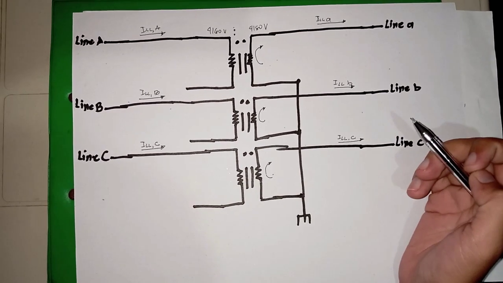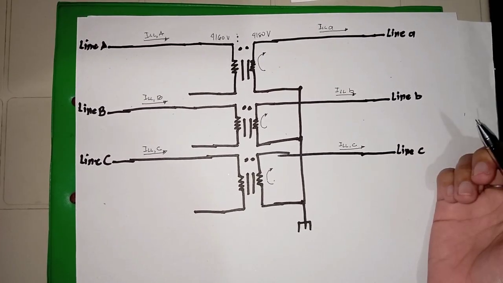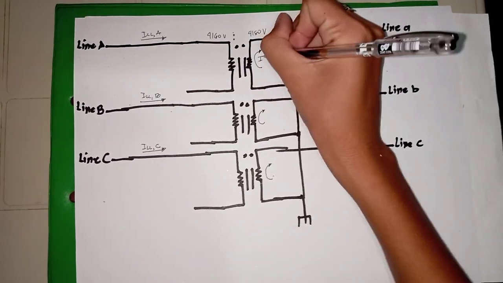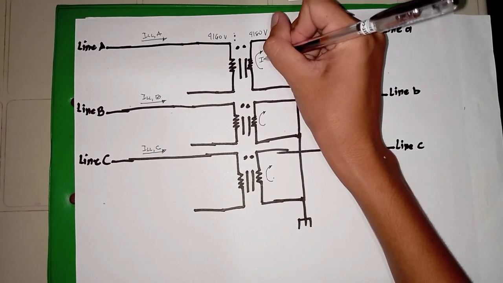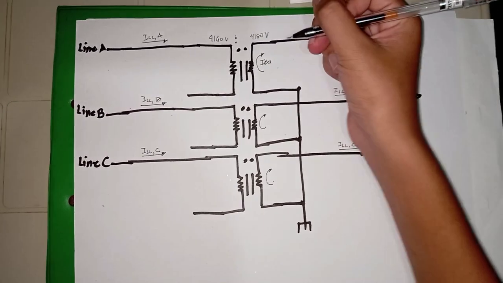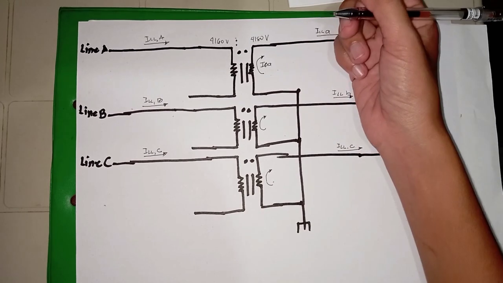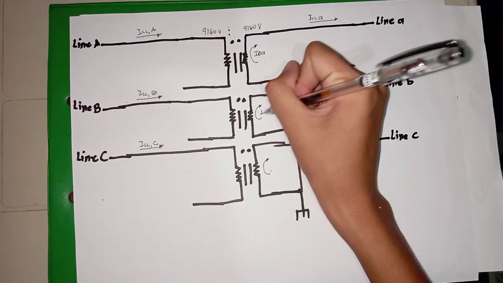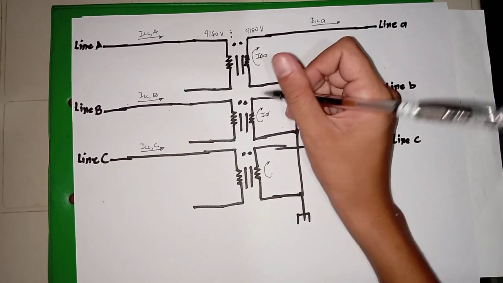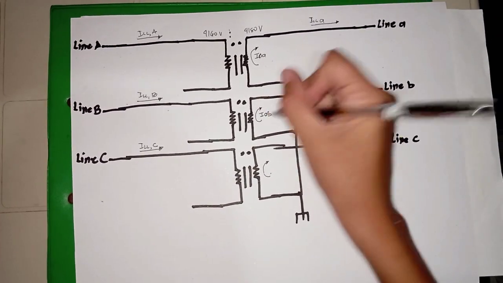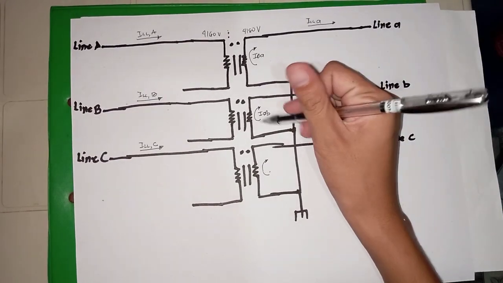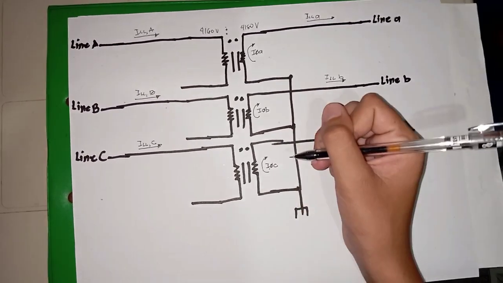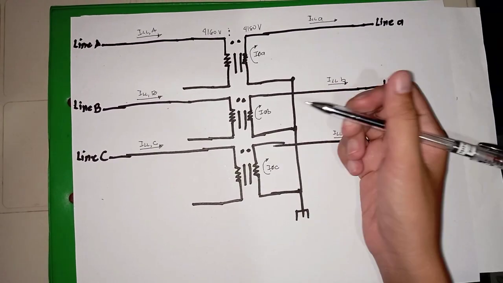On the secondary side, where our transformer is connected in Y, we should expect phase A current to come from winding A and flow to our load. Similarly, phase B current comes from winding B and flows to our load, and phase C current comes from winding C and flows to our load.